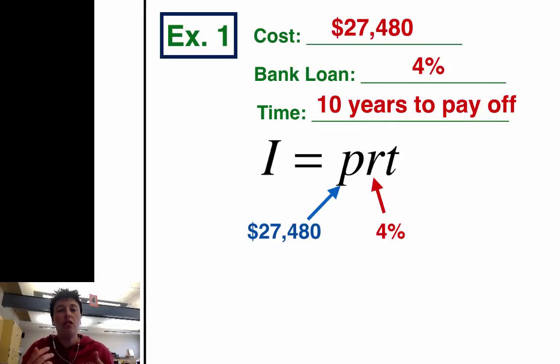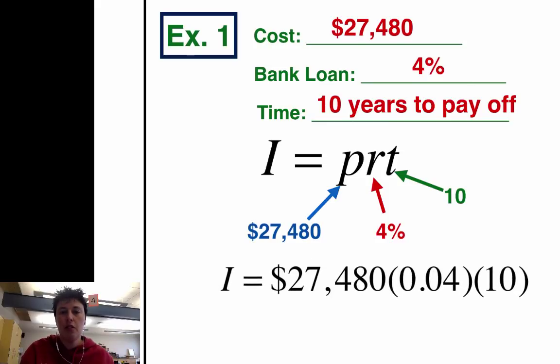So the bank's going to give you the $27,480 so that you can buy your car. And then you have to turn around and every month make payments, and you have 10 years to pay it all back plus 4% more. So that timeline is 10 years. So what we got is I equals $27,480 times our 4%. Well, 4% as a decimal we know is 0.04, and then times 10 years.